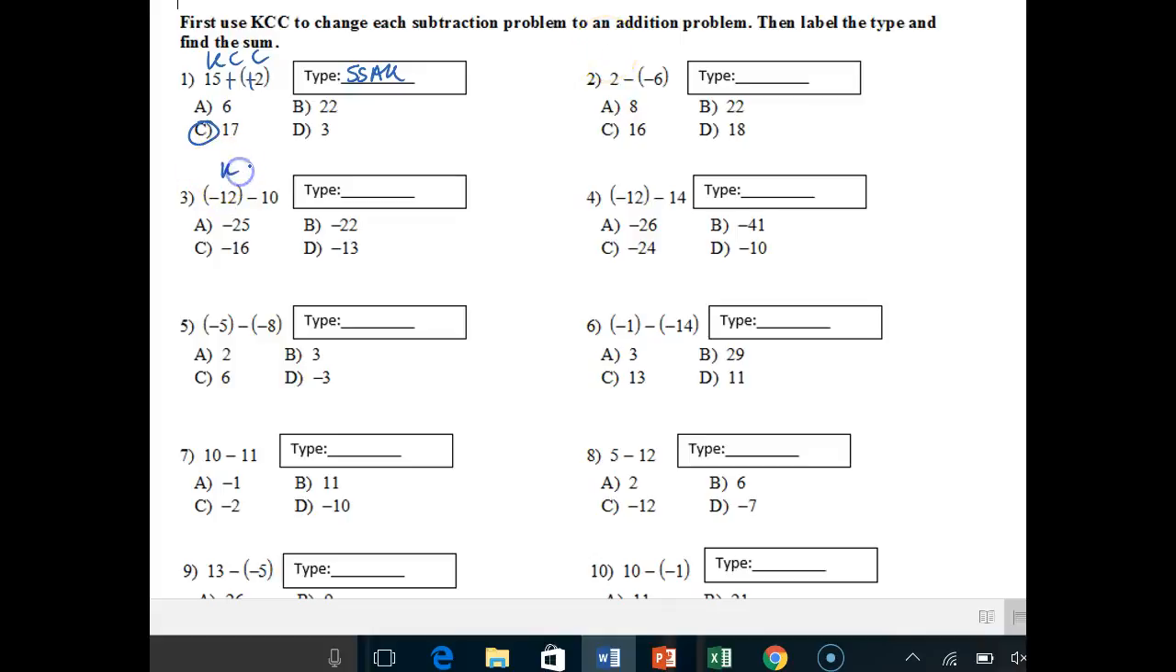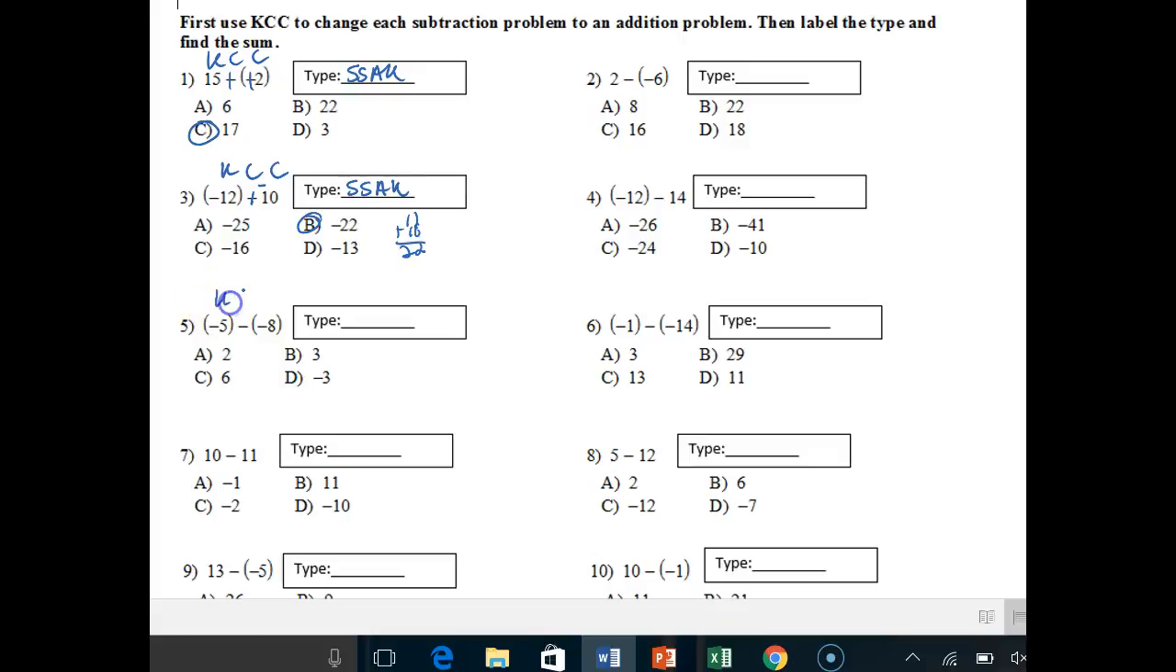Number 3, KCC, negative 12 plus negative 10, it becomes. So again, it's SSAK because they're both negatives. So just add them up, keep the sign, so 12 plus 10 gives me 22, and I keep the sign, negative 22. I'd pause the video right now and do number 4, very similar to number 3.